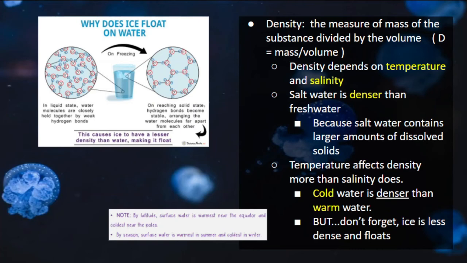Now, when we talk about latitudes, surface water is warmest near the equator and coldest near the poles. That's what I was talking about, temperature also being regulated based off of where in the world, and that's just based off of the direction of where the sun is hitting the earth. And of course, by season, surface water is warmest in the summer and coldest in the winter. Remember that the northern hemisphere and the southern hemisphere have different summer months and winter months from each other. They're not the same. In other words, high summer is like June, July, and August, and that's like winter time in the southern hemisphere.